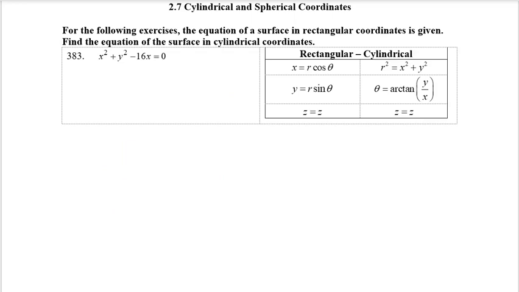And on this one, we're going in the opposite direction. We have an equation here that's in rectangular form, and we need to put it in cylindrical form. So to do that, we're simply going to replace the x squared plus y squared with an r squared. We're going to replace the x with an r cosine theta, and then do a little work on that.